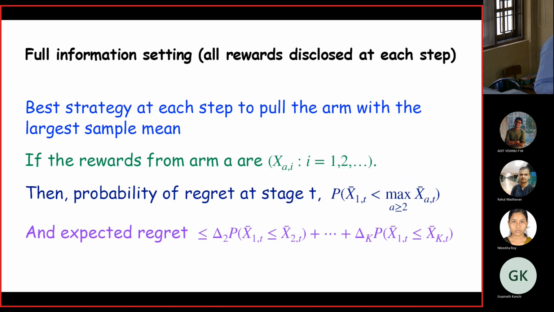So if the rewards from arm A are XAi, then what's the probability of regret? What's the chance that you pull a suboptimal arm? That's only going to happen if your X bar 1, the sample average of the first arm, is dominated by the sample average of some other arm. So you should have pulled the first arm, but you didn't do it. Right? So your expected regret can be bounded from above, because I just take a union bound here and express that as upper bounded by a sum: delta 2 times this probability and so on, and delta K times this probability. And the point of this is, in the full information setting, all these probabilities are exponentially decaying in T. So this term is an order 1 term. It's a small regret in this setting.